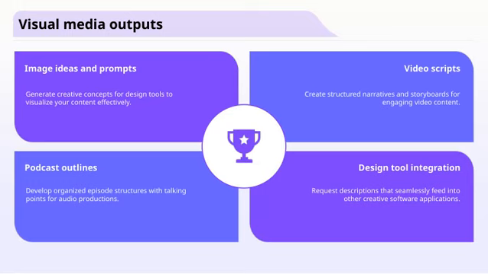Now, let's explore some of the key ways we can enhance our content with visual media outputs. First, we have image ideas and prompts. This is all about generating creative concepts for design tools that help us visualize our ideas effectively. Whether it's for presentations, marketing materials, or social media, having strong visuals can really make a difference.